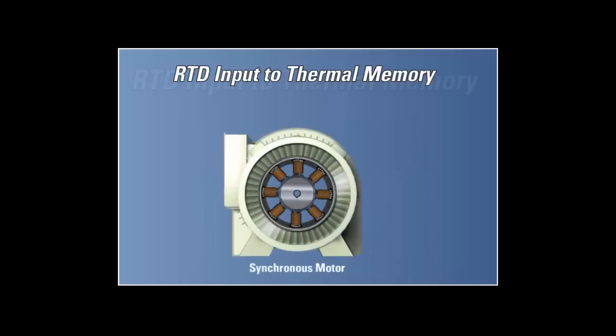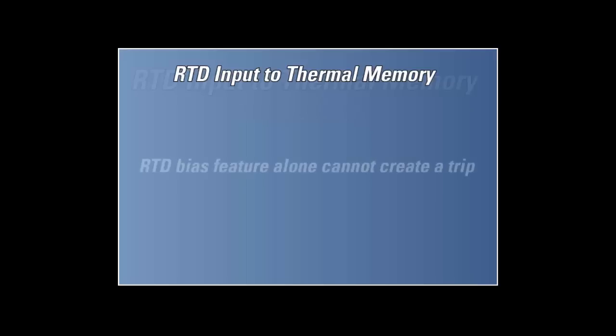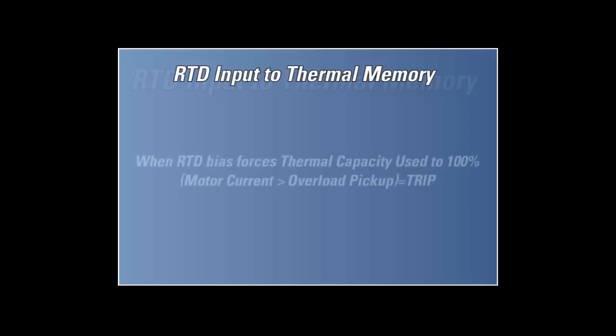This feedback provides additional protection when errors have been introduced, such as when the cooling has been lost, or incorrect selection of the overload, or the ambient temperature is unusually high, etc. It should be noted that the RTD bias feature alone cannot create a trip. If the RTD bias feature forces the thermal capacity used to 100%, the motor current must be above the overload pickup before an overload trip occurs.